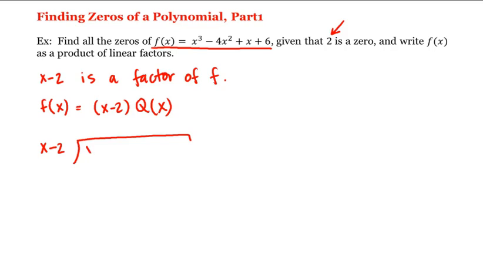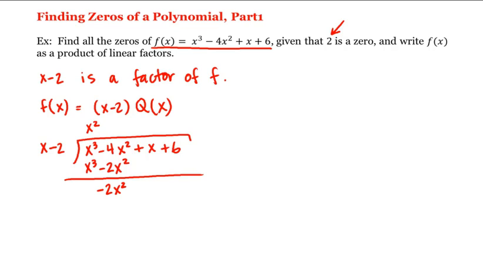f of x is x cubed minus 4x squared plus x plus 6. Now x goes into x cubed, x squared times, and x squared times x minus 2 is x cubed minus 2x squared. And now we subtract. x cubed minus x cubed is 0, and negative 4x squared minus negative 2x squared is negative 2x squared. And we still have this plus x plus 6.